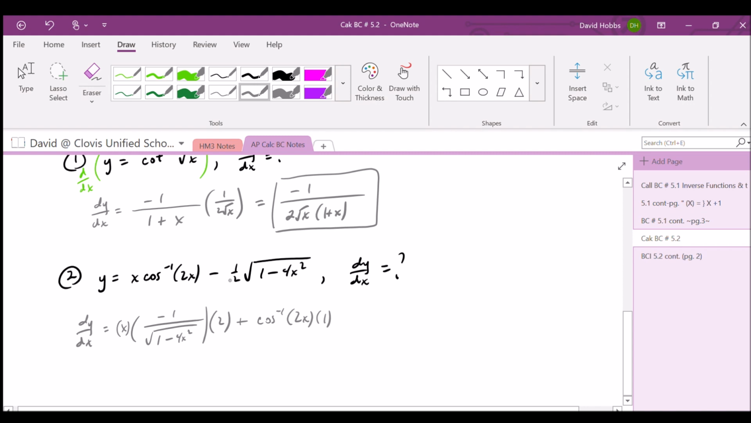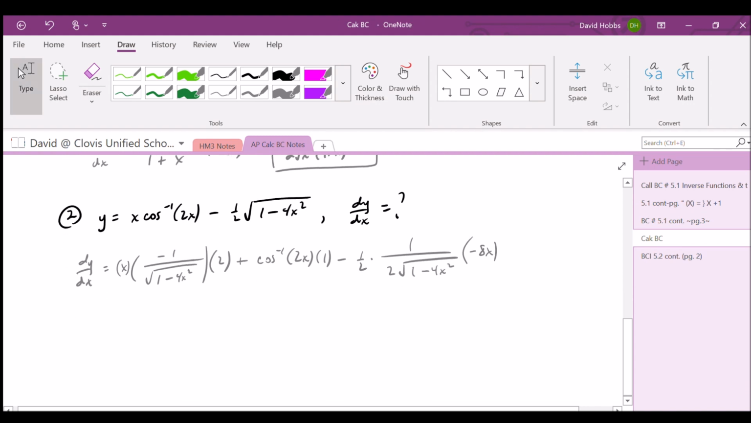Now this second part is not a product rule of variables, so it's not going to be the product rule for derivatives. But let's see, I do have negative 1/2, and then it's a square root function, so 1 over 2 times the root thing, times the derivative of the guts. The derivative of the guts would be negative 8x. Yes, we do need to fill in the square root.